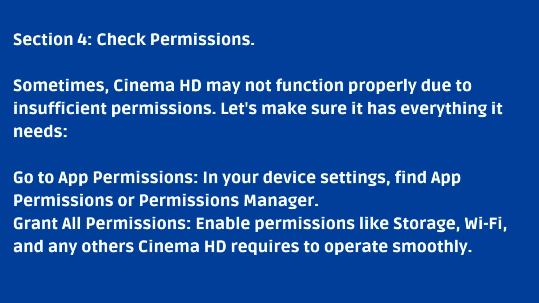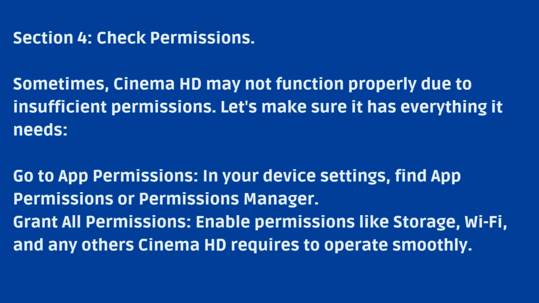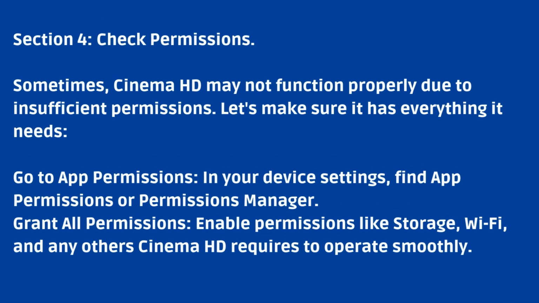Section 4. Check permissions. Sometimes Cinema HD may not function properly due to insufficient permissions. Let's make sure it has everything it needs. Go to App Permissions. In your device settings, find App Permissions or Permissions Manager. Grant all permissions. Enable permissions like storage, Wi-Fi, and any others Cinema HD requires to operate smoothly.